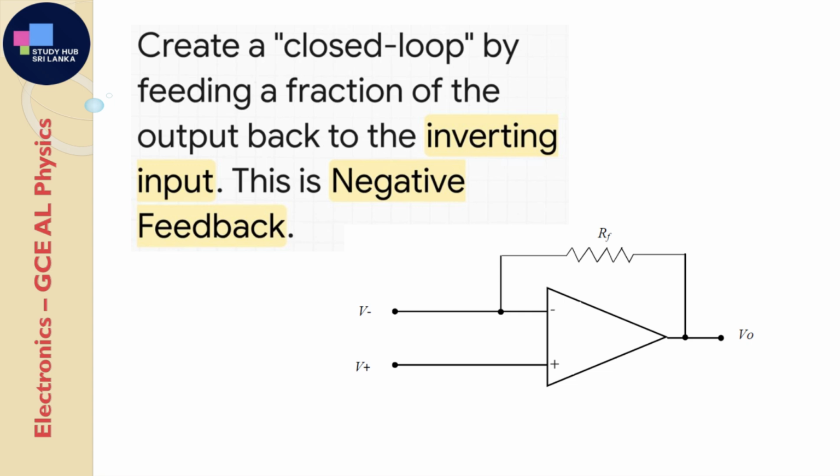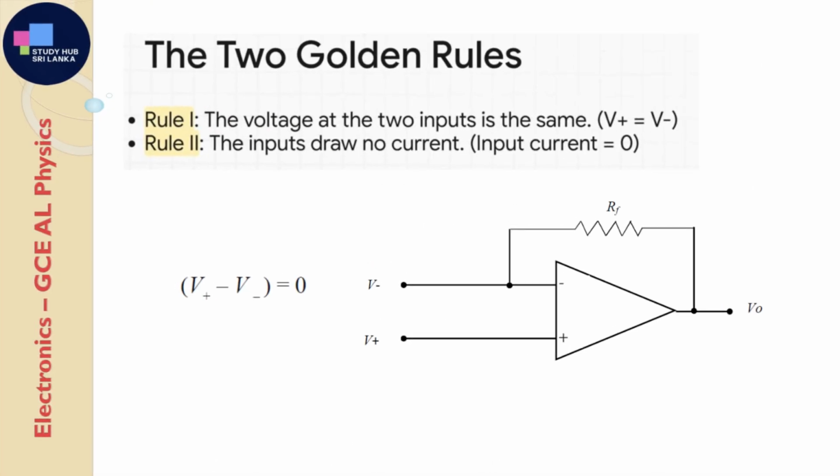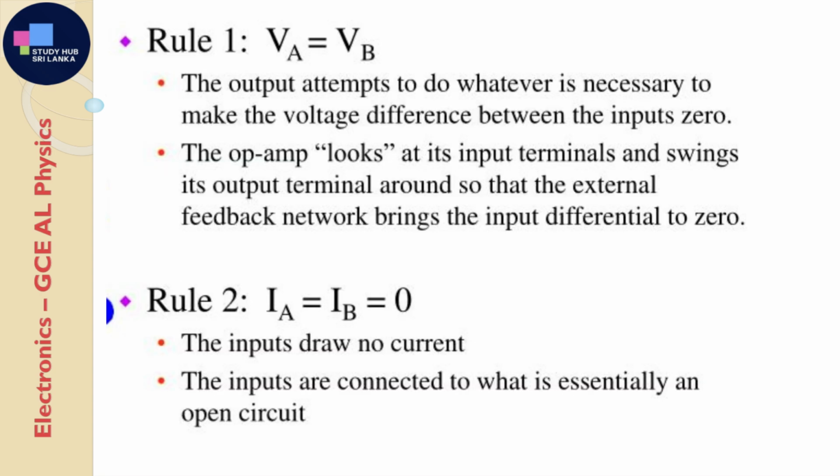So, here's the magic part. When we use negative feedback and the op-amp is behaving nicely, we can use two simple golden rules to figure out what any circuit is doing. Seriously, if you remember these two rules, you're golden. Rule 1. The op-amp will do whatever it can to make the voltages at its two inputs equal. And Rule 2. Absolutely no current flows into the inputs. That's it. Let's see how they work.